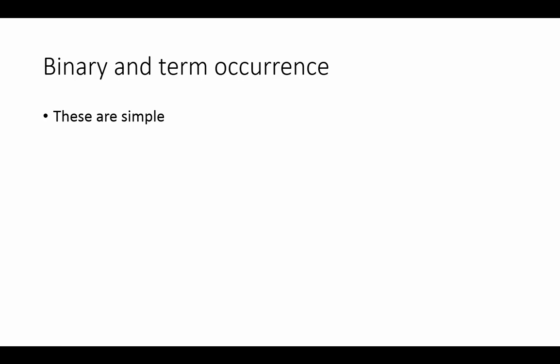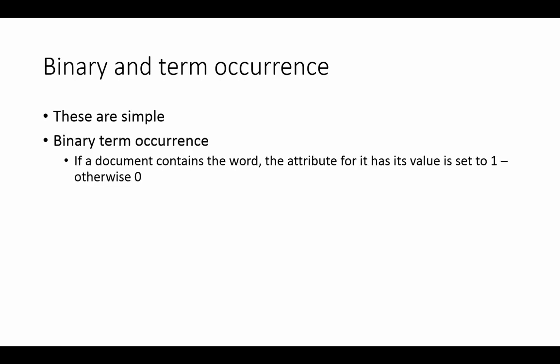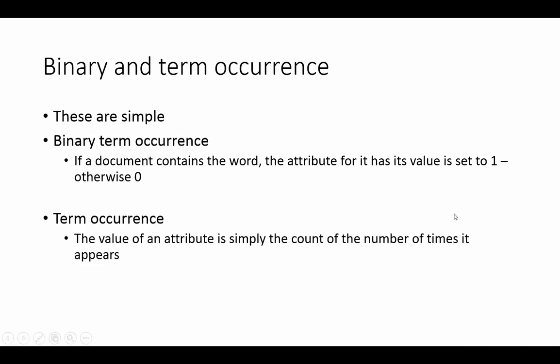Binary and term occurrences, these are really simple. Binary term occurrence, basically if a document contains a word, the attribute for it has its value set to 1, otherwise 0. Very straightforward, you'll see that in a moment. Term occurrence, similar, this time it's simply the count of the number of times the word or the token appears. Very straightforward.